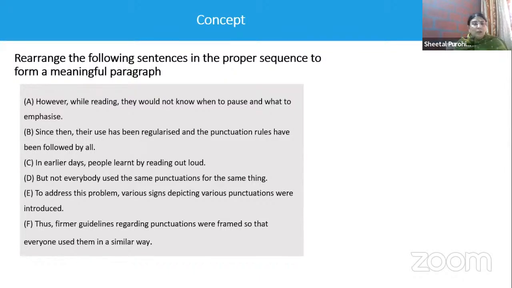So it cannot be. To address this problem, various punctuations were introduced. Now what was the punctuation thing? We don't know. Thus the firmer guidelines regarding the punctuation were framed so that. So thus is something which is relevant to the conclusion. So we understood what should be the first sentence. First sentence should be C. The last sentence should be F.